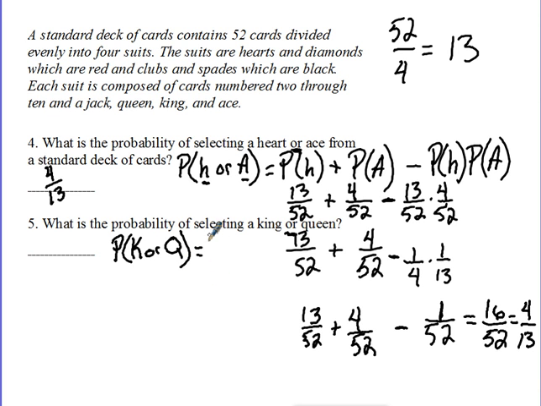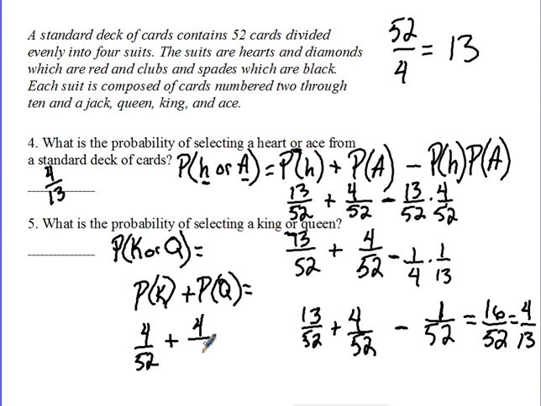And here we only have to add the sum of the probability. The probability of a king plus the probability of a queen. And the probability of a king would be 4 out of 52. The probability of a queen would be 4 out of 52. Equals 8 out of 52. And 8 divided by 4, we're reducing this fraction. 8 divided by 4 is 2. 52 divided by 4 is 13. The probability of selecting a king or queen is 2 out of 13.